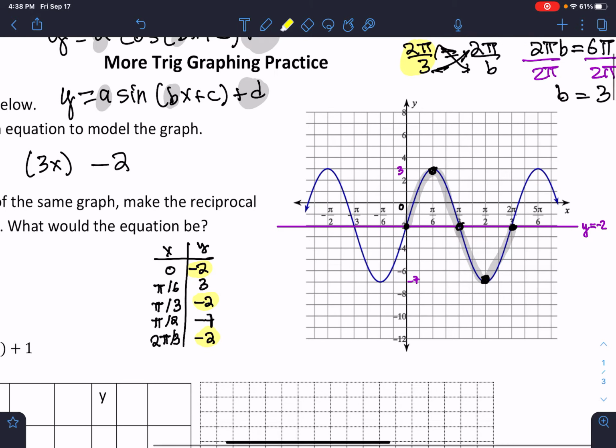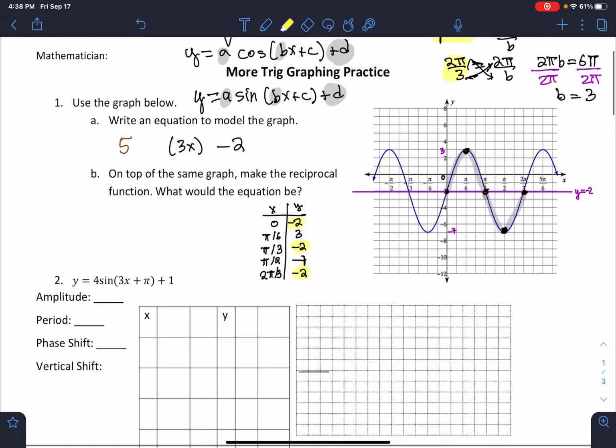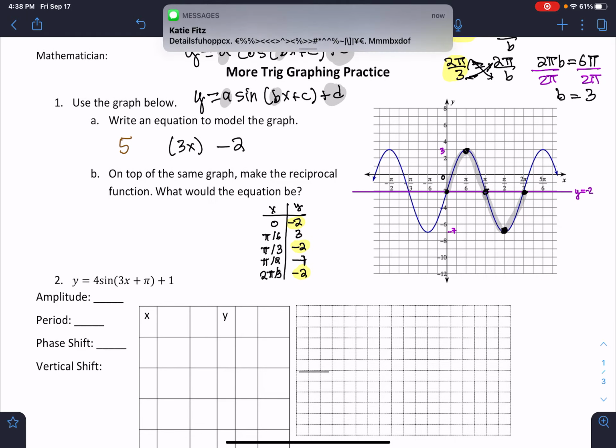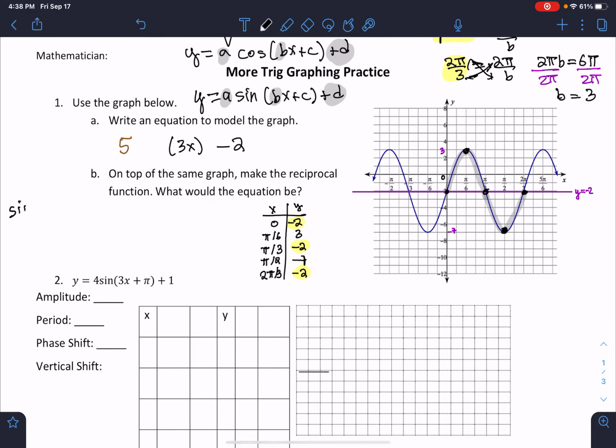This reminds me of sine, actually, because when we look at sine and cosine, sine is normally 0, 1, 0, -1, 0. Cosine is normally 1, 0, -1, 0, 1.